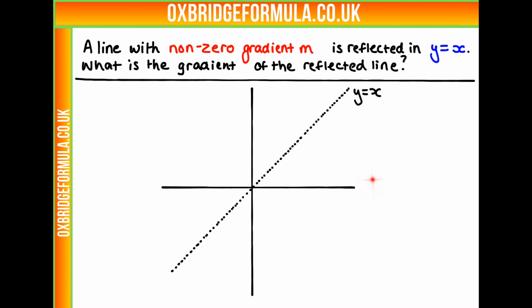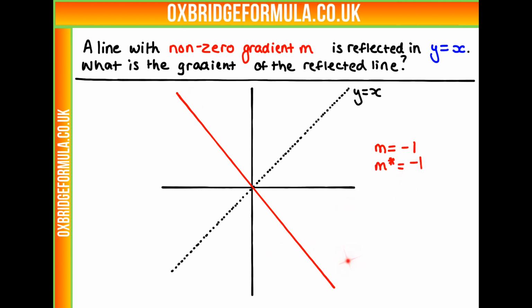So let's do a bit of experimenting. Let's say this is our line and our gradient is -1. How would this line look when it's reflected in the line y equals x? Well, it's going to look exactly the same. Our new gradient will be -1 still.